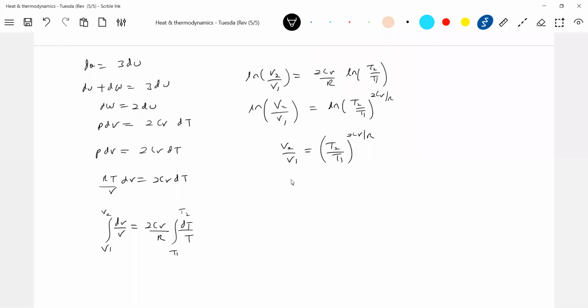So what is the equation now? T2^(2CV/R) times V2 equals a constant, or this should become equal to T1^(2CV/R) times V1, or T2^(CV/R) times V. This is the equation for the process.